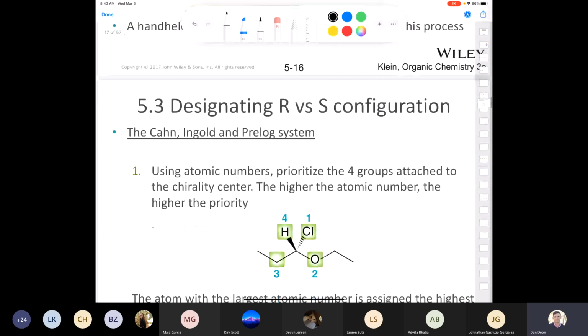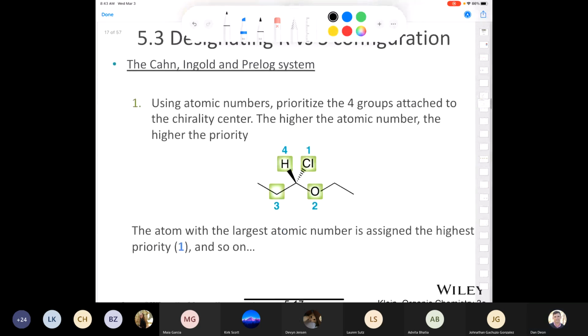Now let's look at the example that's shown here. This is normally the example that I use first because you have 4 different atoms, but let me show you something interesting that occurs with this molecule. You use atomic numbers to prioritize the 4 groups that are attached to the chirality center. Chlorine has the highest atomic number, oxygen is second, carbon is third, and the proton or hydrogen is fourth. All right, so we're good on that.